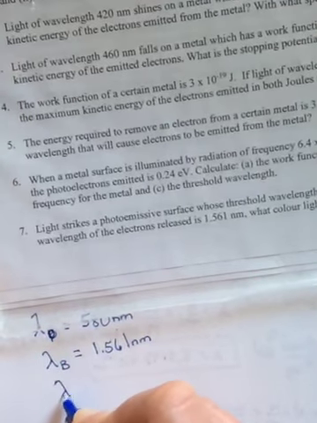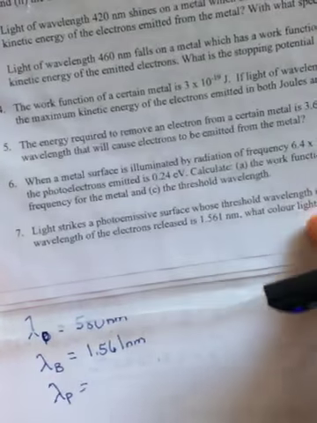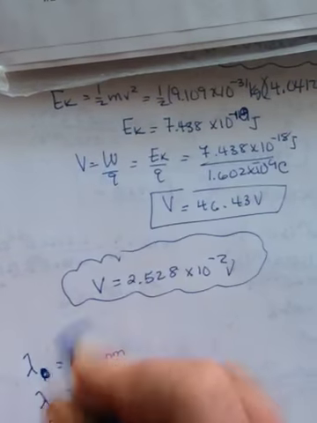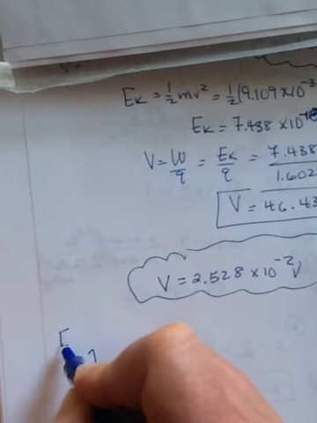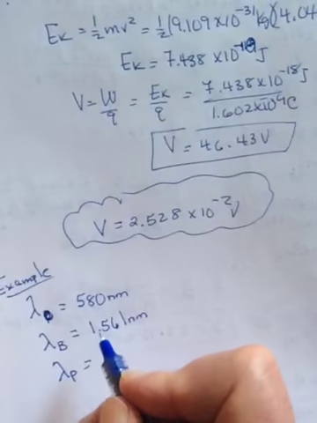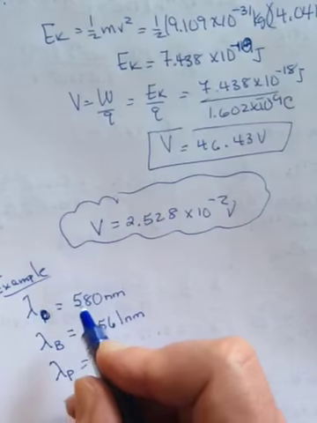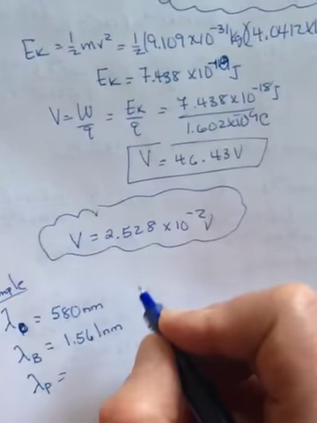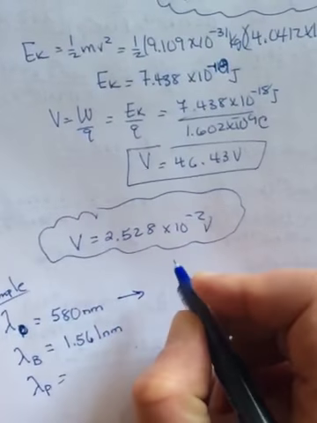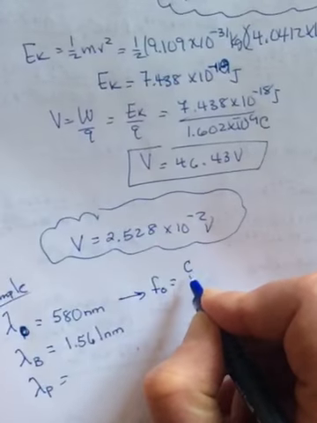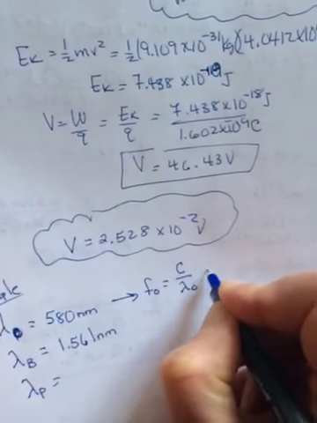And we're solving for lambda P. I want to do this one because lots of times people can get which wavelength is which mixed up. It's giving us de Broglie's, which is the electron, and it's giving us the threshold wavelength. From the threshold wavelength, we can find F O because C equals F lambda, so F equals C over lambda O.